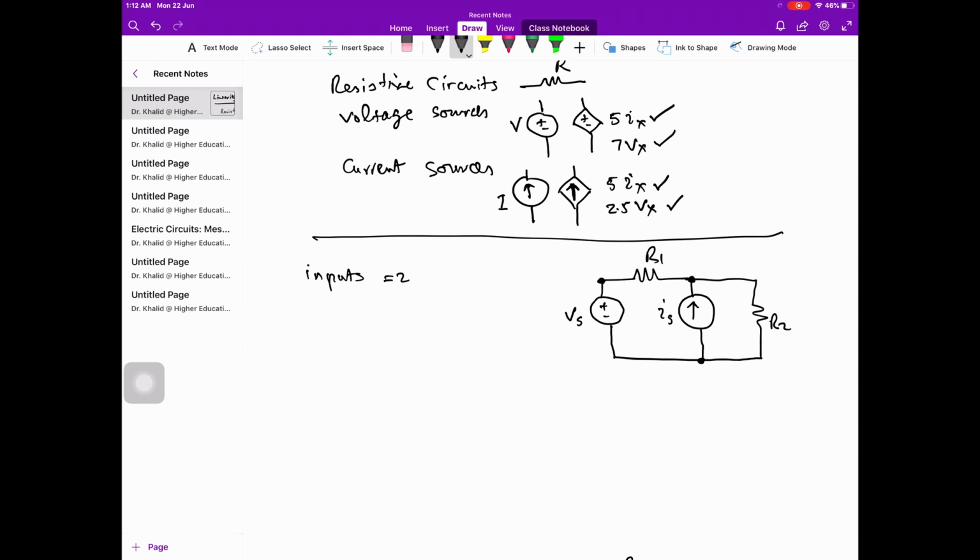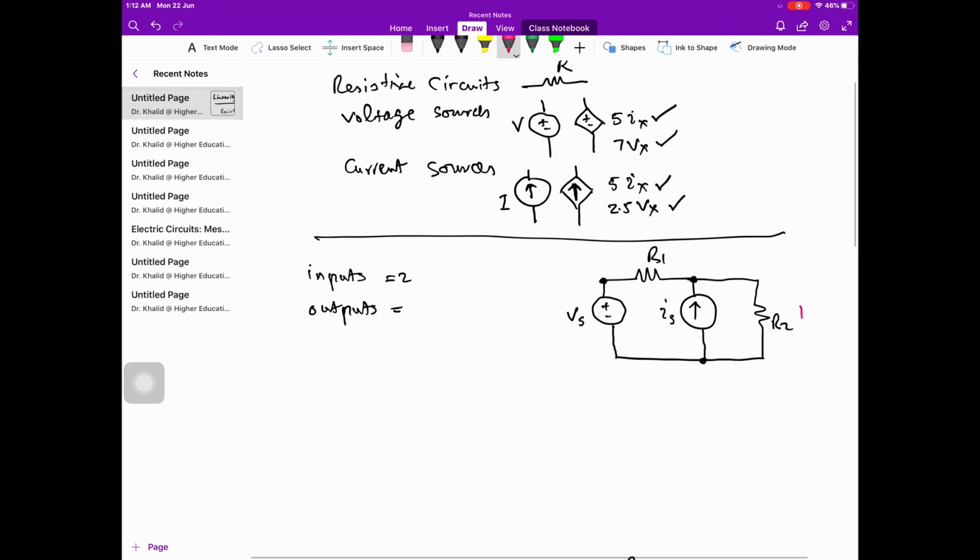We have two inputs: one voltage source and one current source. And we see the output. How many outputs do we have? Till now, we have not shown any outputs in it.